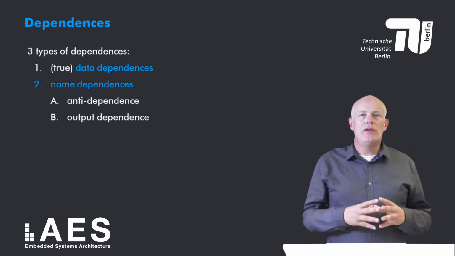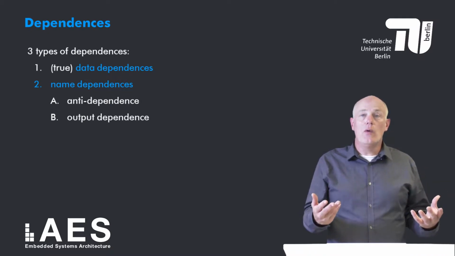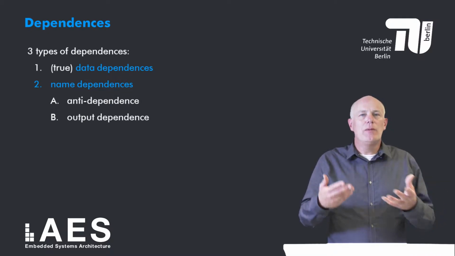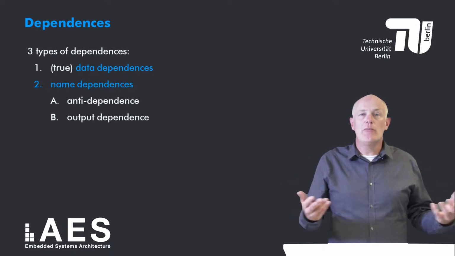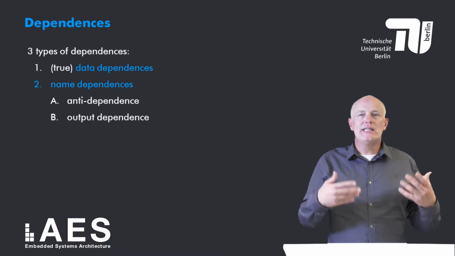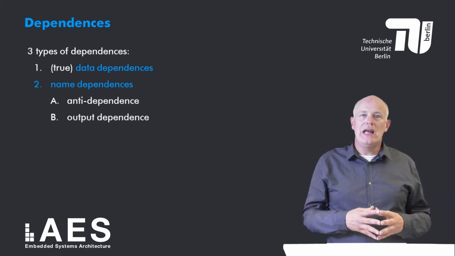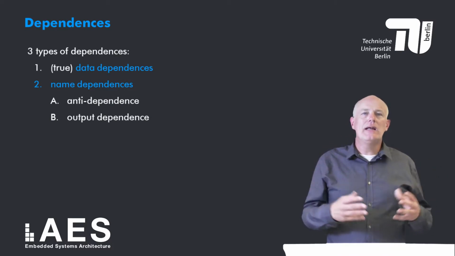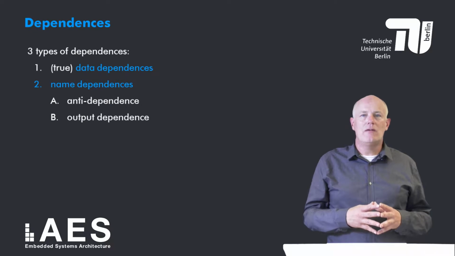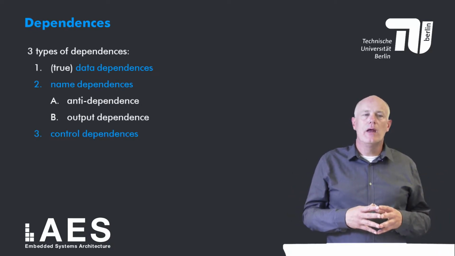The second type of dependencies are name dependencies. In this case, there is no flow of data, but there is a dependence because the instructions use the same name, for example, the same register. As we will see, such dependencies can be eliminated by a technique called register renaming. In fact, there are two kinds of name dependencies: anti-dependencies and output dependencies. I will show an example of both in a few slides to come.